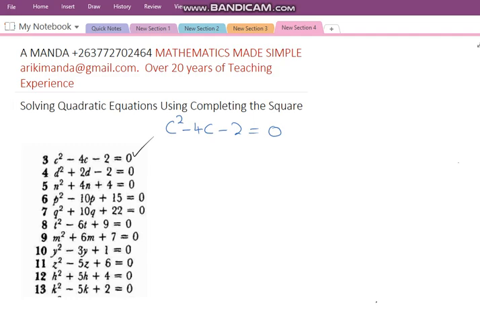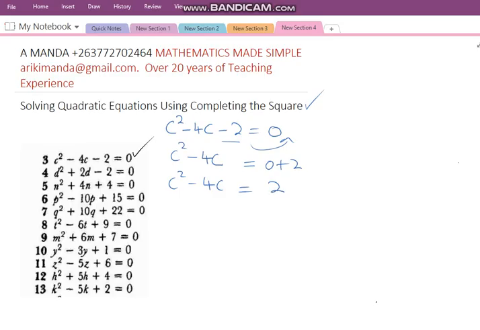Let's try and solve quadratic equations using what is known as the completing the square method. This method is very simple. Let's pay attention. So we have c squared minus 4c. We remove this minus 2 and put it on the other side, so on the other side we end up having 0 plus 2. So we have c squared minus 4c is equal to 0 plus 2.